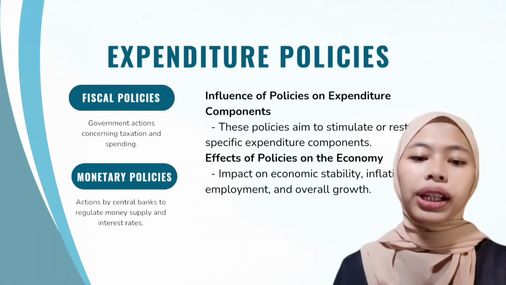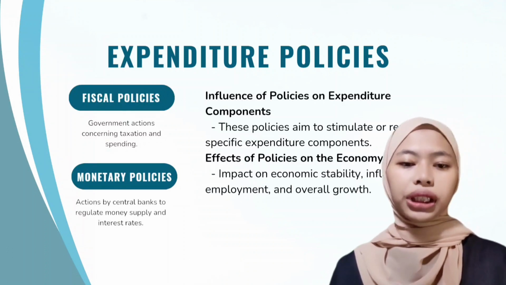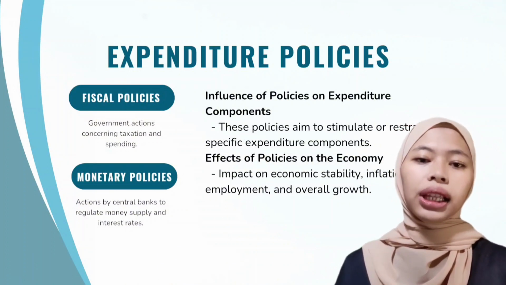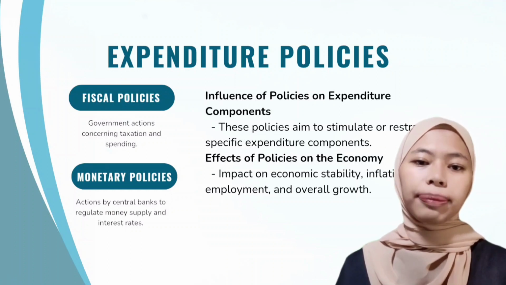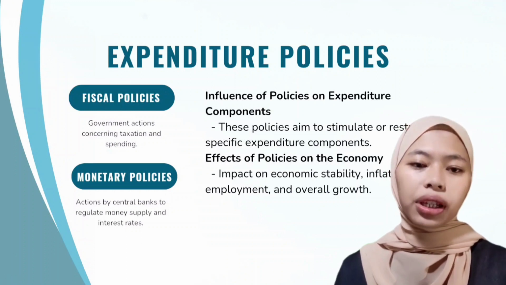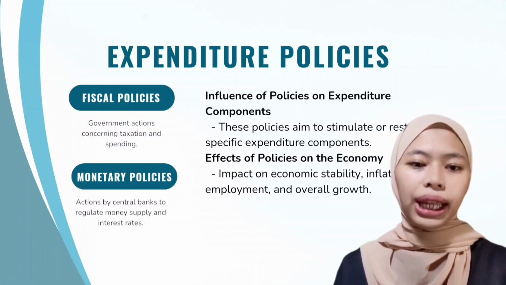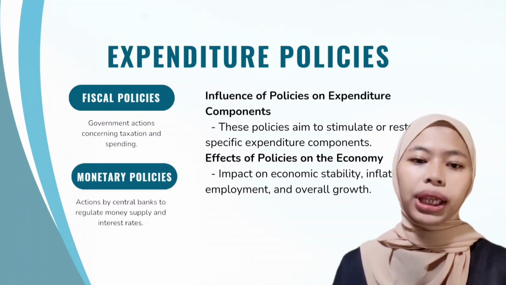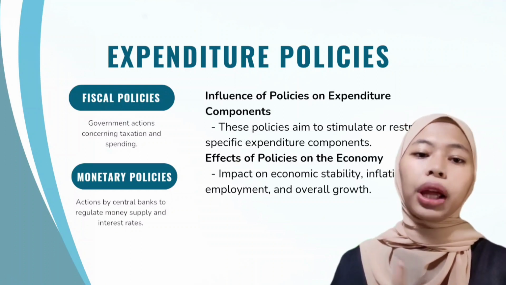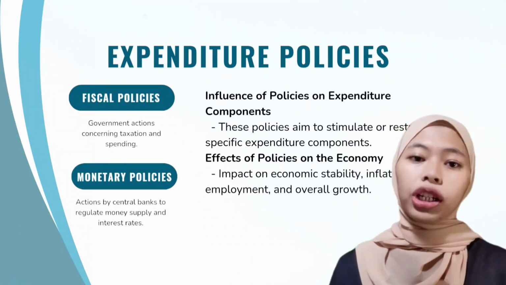Expenditure policy. Various expenditure policy. First is fiscal policy. These are government actions concerning taxation and spending. And the monetary policy. These are actions taken by central bank to regulate money supply and interest rate. And the influence of policy on expenditure component is that this policy aims to stimulate or restrain specific expenditure component, and the effect of policy on the economy is that this policy has a significant impact on economic stability, inflation, employment, and overall growth. Expenditure-changing policy include fiscal and monetary policy.